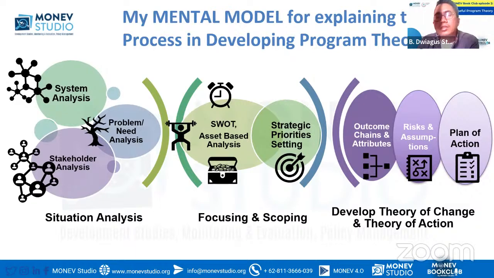And there's another very important one, strategic priority setting, like setting up the boundary of where you want to change and how much you want to change. I guess it depends on the resources you have and every limitation. And then afterward, of course, you need to develop the outcome change as part of the theory of change, and then the attributes of the outcomes, and then risk assumptions, and then define the interventions, which is part of the theory of action there.